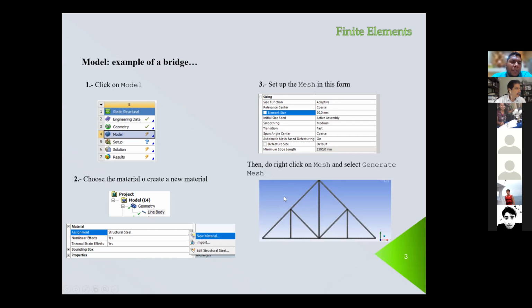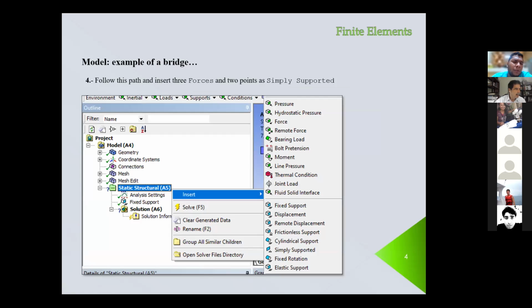When you create a mesh, if you don't notice the units, the structure will always be distorted. So you have to worry about the units. Okay. So this is the mesh. You have to click on generate mesh. Then you have to specify the force and the simple support. That means the boundary condition.